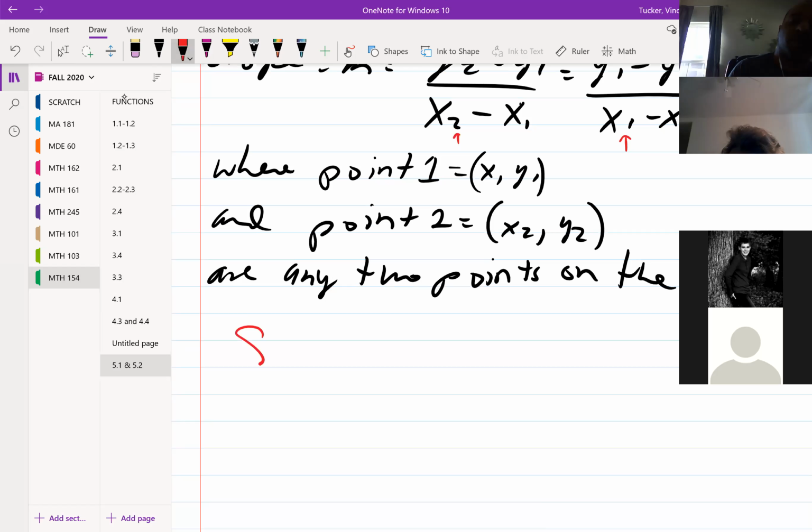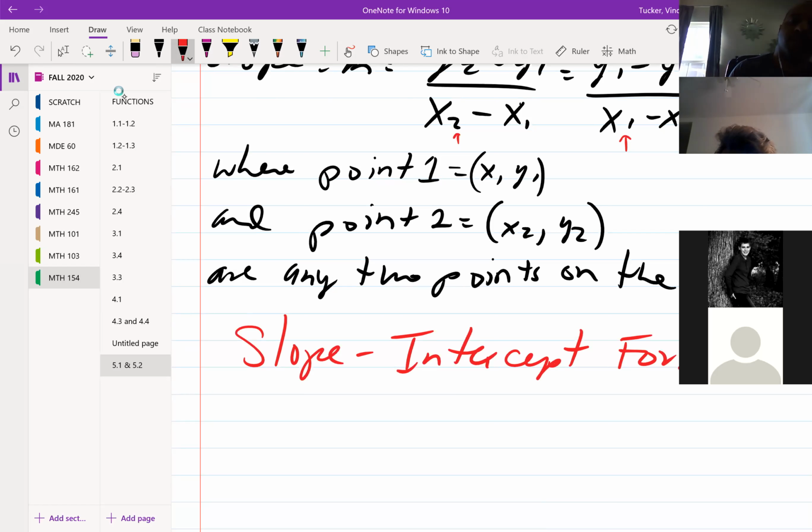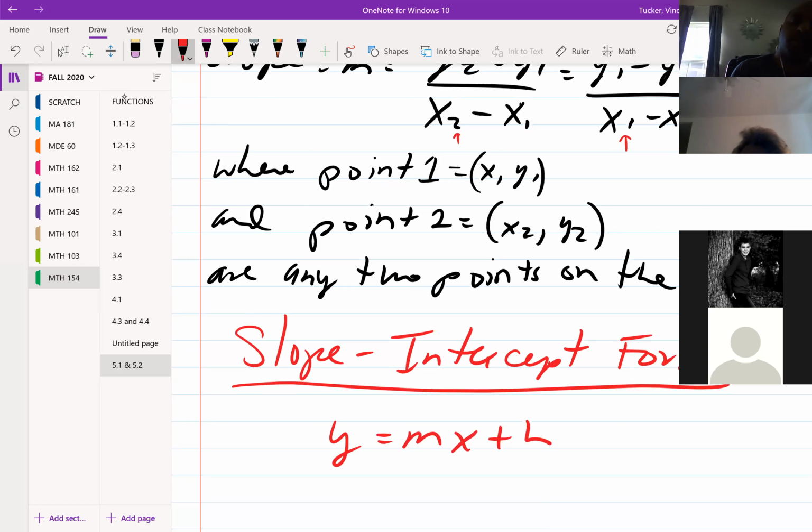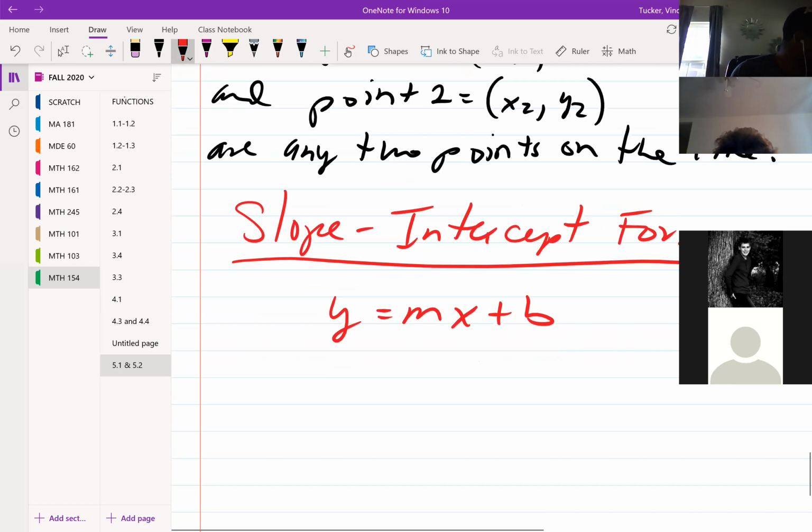We have your slope-intercept form of your equation. That's y equal to mx plus b. So if you have your linear equation solved for y, which are the only equations that we're dealing with, the value that is in front of your x or attached to your x is your slope, and b is your y-intercept.